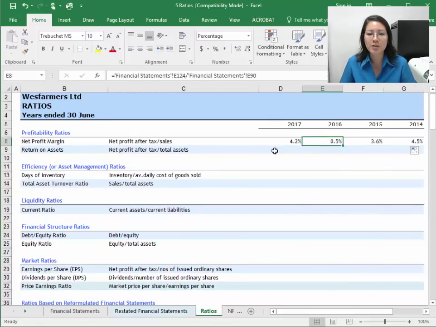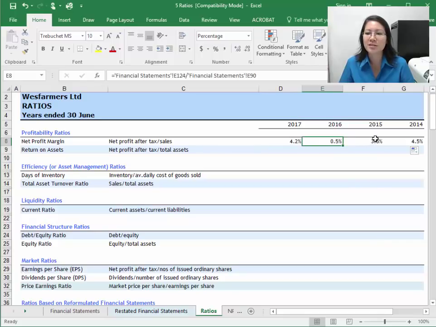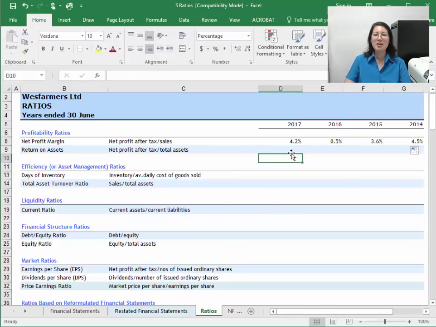So it has to be all formatted correctly. That's why it's important to get your originals corrected before moving on. That's my net profit margin. For every $1 of sales, Wesfarmers is turning 4 cents into profit. Half a cent into profit in 2016, 3.6 cents. So that's pretty small in my view.